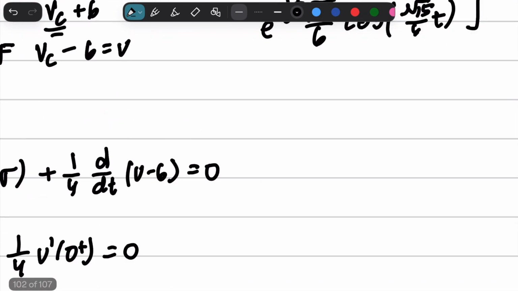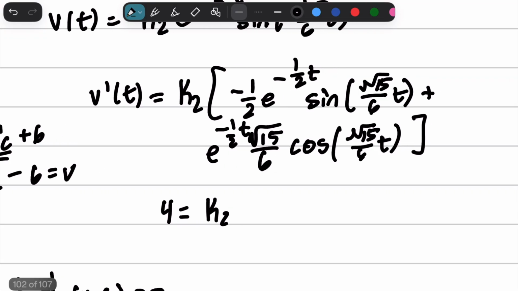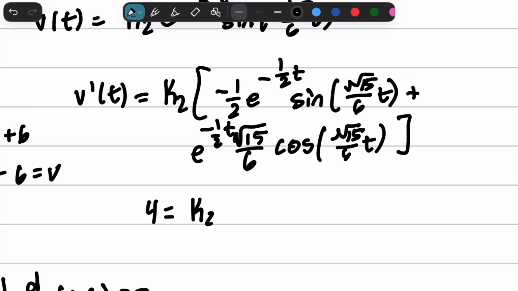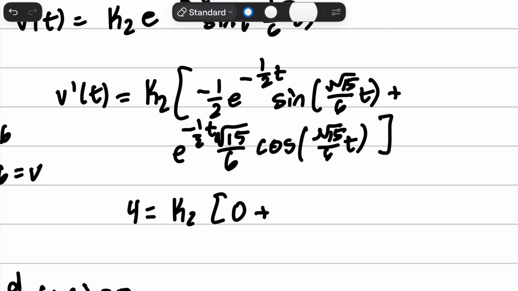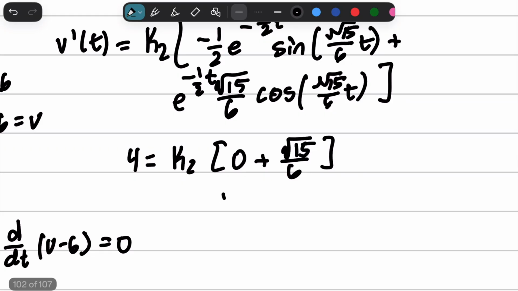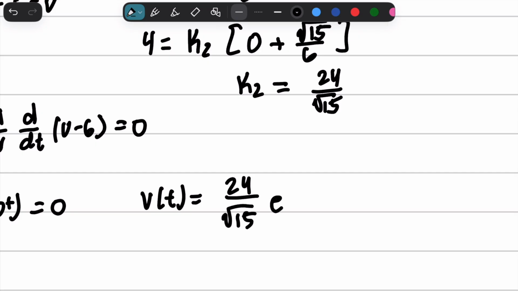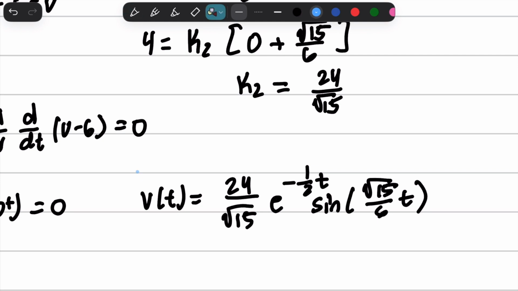And then we're going to plug in 0, and we found that v prime of t is actually equal to 4, and so we're going to say 4 is equal to k2, and remember, anything that's 0 in sine just becomes 0, so we're just going to have a big fat 0 right there, plus, and this guy is going to stay 1 right here, and so we're only left with root 15 over 6ths, and we get k2 is equal to 24 over root 15. And so our final solution is 24 over root 15 e to the negative 1/2 t sine root 15 sixths t. And that is the solution.